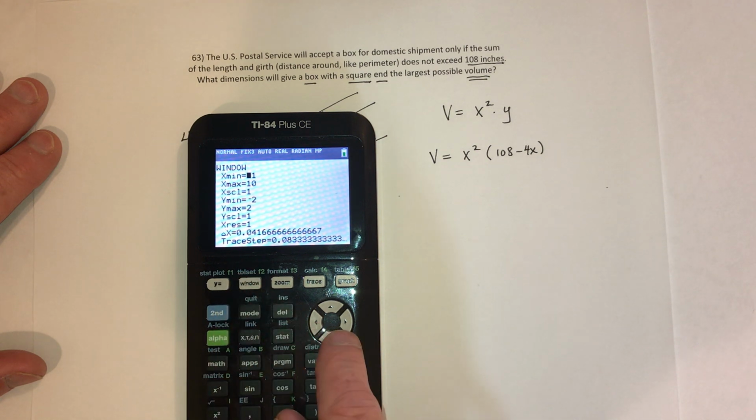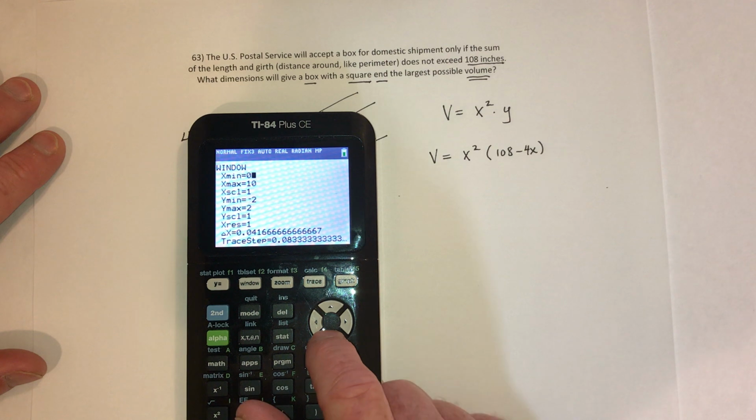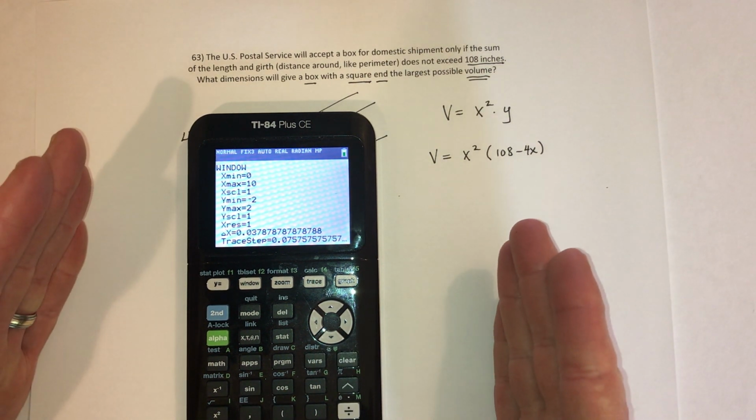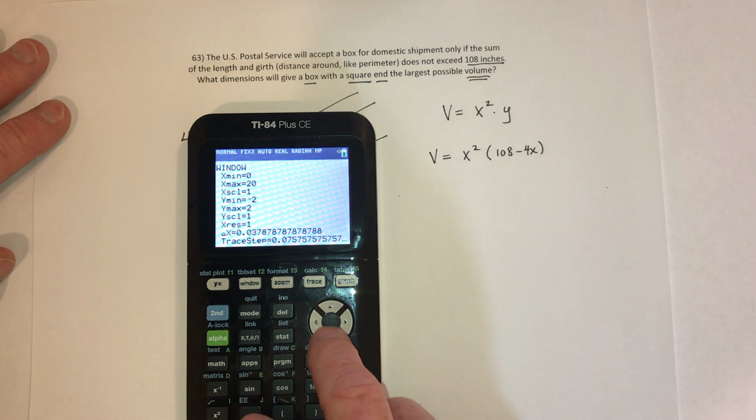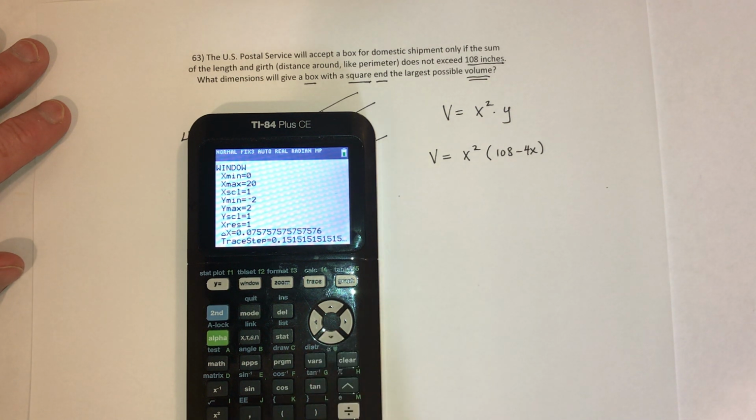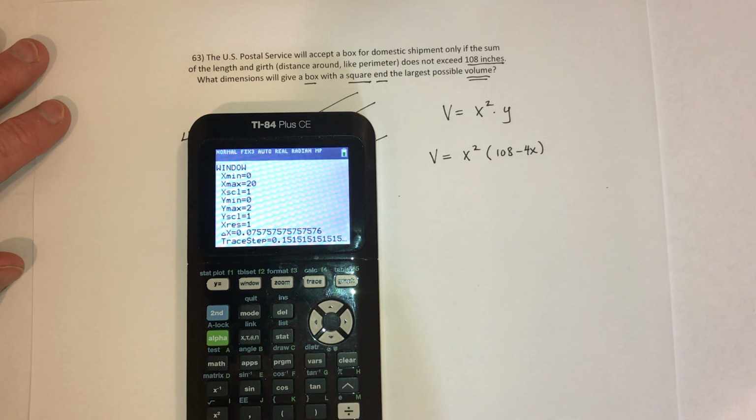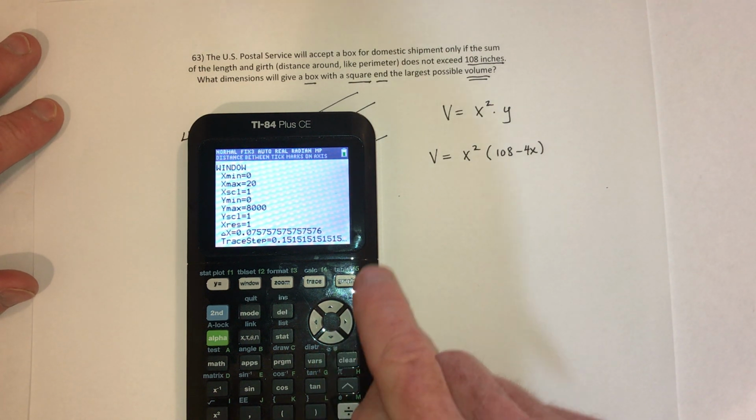Then what about the window? We don't really need any negative x. So x could be 10 inches. I'll bet it could be even bigger than that. I'm going to try 20. And then this would be the volume, and we don't need any negative volume. If it was 20 times 20 times 20, because they're talking about the volume, it could be 8,000 cubic inches. That should be enough to see the graph.